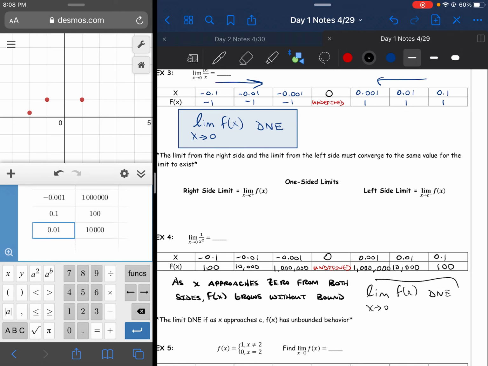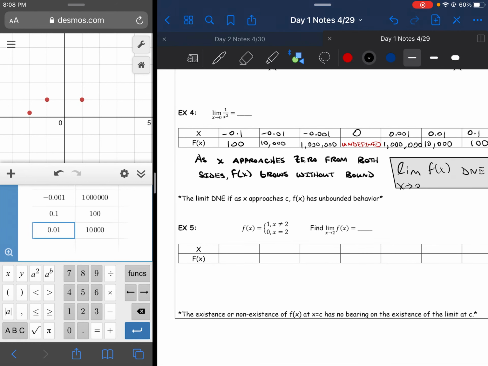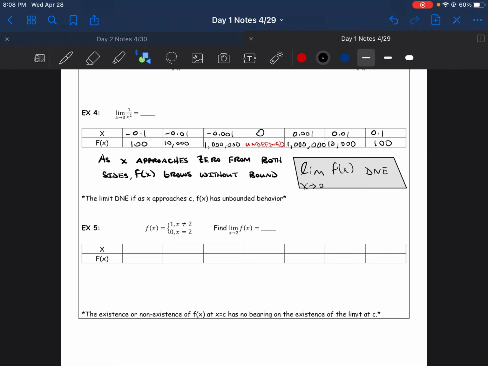Okay, let's do one more example in these notes. In this example, f of x is equal to 1 if x is not equal to 2, and f of x is equal to 0 if x is equal to 2. For this, we're not going to need Desmos at all, so I'm going to swipe that over. We are interested in what the function is approaching as x approaches 2.